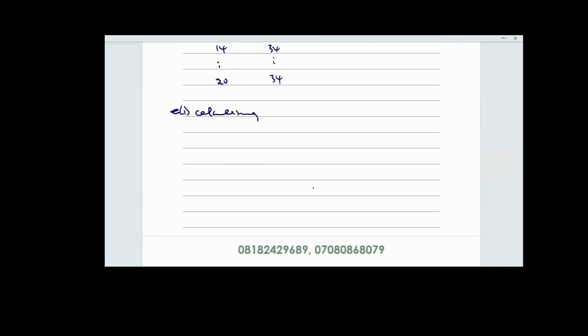Calculating NPV. So in this case, how do you compute your NPV? There are no multiple variables here. So in this case, just come here.